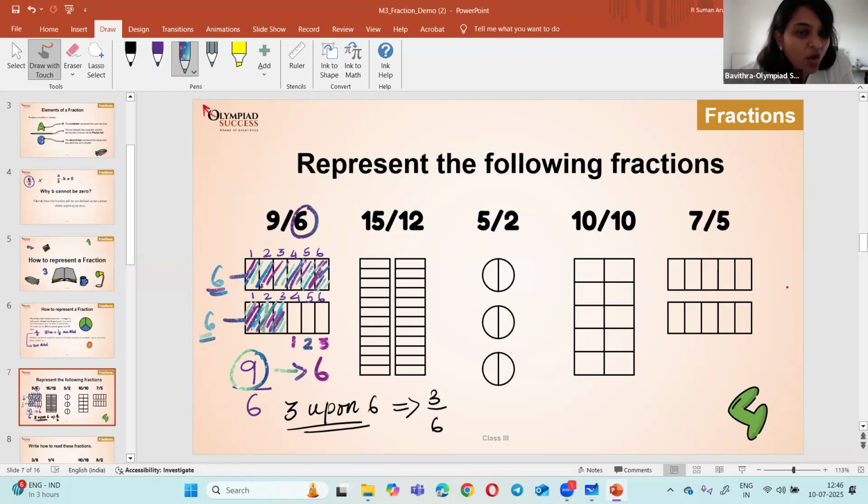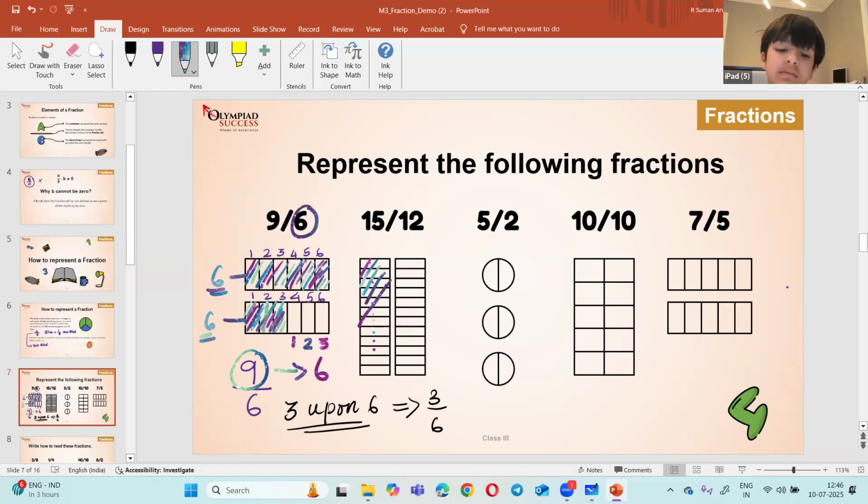So the first one has how many boxes? 1, 2, 3, 4, 5, 6, 7, 8, 9, 12. 12. Correct. So can we shade this fully, Jaivir? Yes, we can, because we need to shade 15 parts out of 12, right?